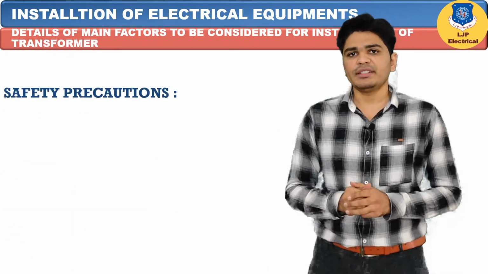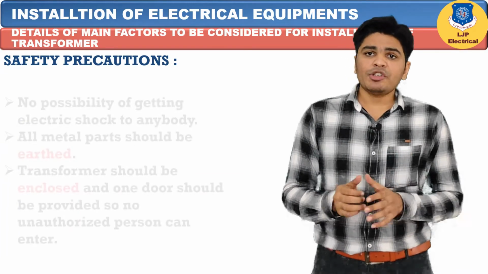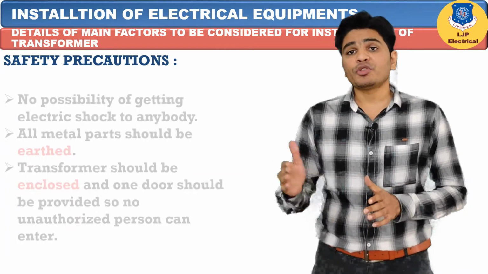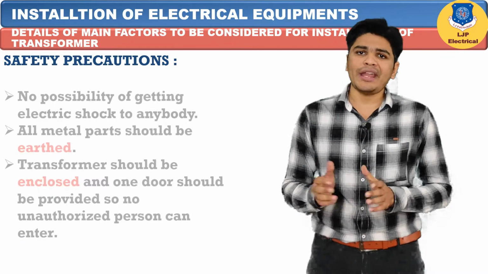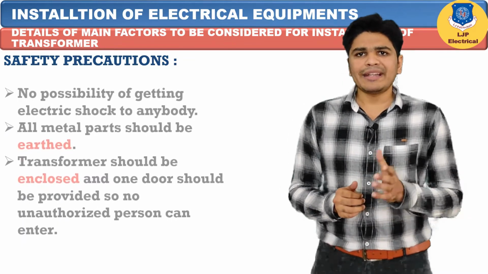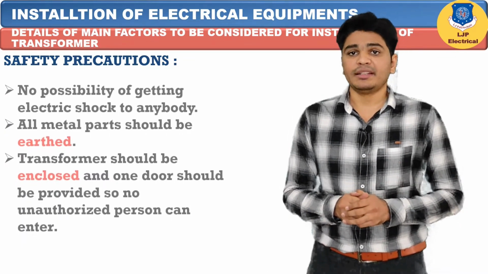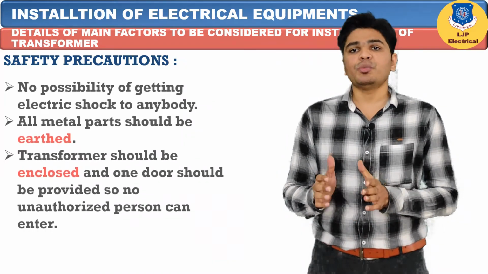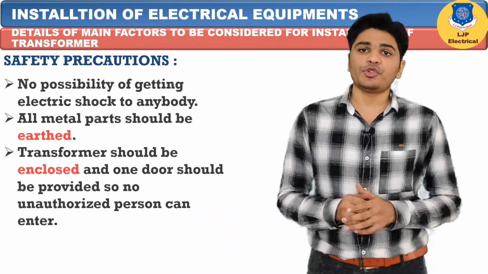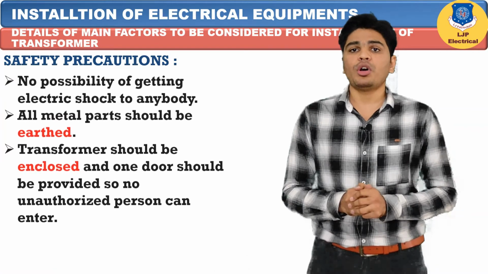For safety precautions, transformer should be installed so that there is no possibility of anybody getting an electric shock. All metal parts should be earthed. And the third one is the transformer should be enclosed and one door should always be provided so that no unauthorized person can enter.